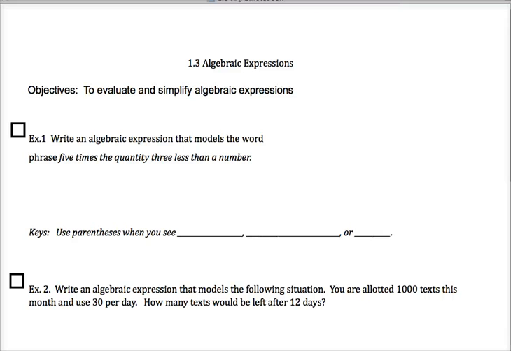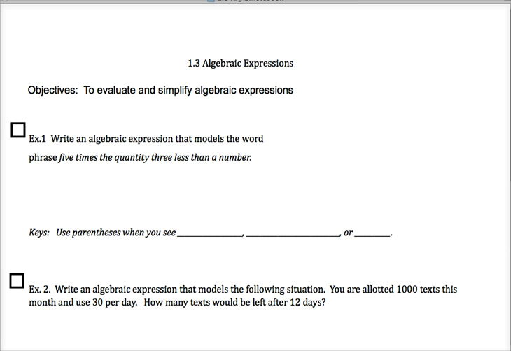All right, we have section 1.3, which is on algebraic expressions. Specifically, we're going to evaluate and simplify algebraic expressions. It's stuff you've done in the past, so most of this will just be a reminder for you. We'll start off with some verbiage and writing of expressions, and then we'll continue on with order of operations, and finally with combining like terms.